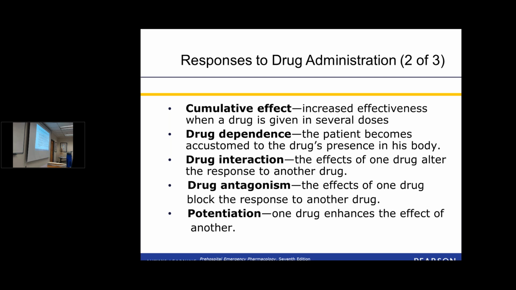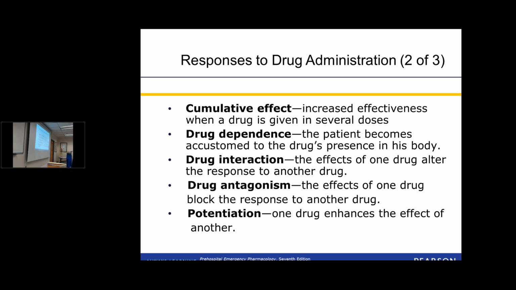It's the same thing when we give epinephrine. It's the same thing when we give adenosine. So we're going to study with adenosine that we're going to give 6 milligrams initially to try to slow the heart rate down. When that doesn't work, we're going to move on to 12 milligrams. That's an example of cumulative effect in terms of our medications.